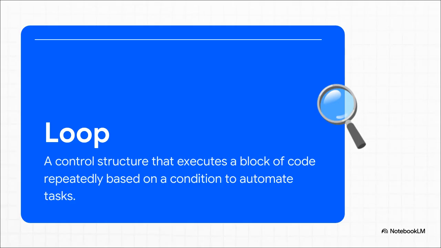A loop is basically a program's secret weapon for being efficient. It's a structure that lets you run a block of code again and again until some specific condition is met. This saves an unbelievable amount of time, it cuts way down on human error, and it's absolutely essential for tasks like, say, processing every single item in an online shopping cart.